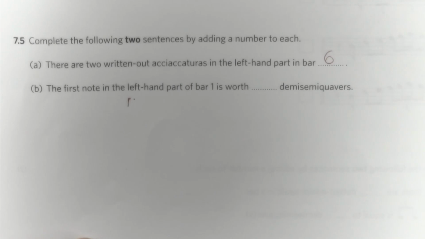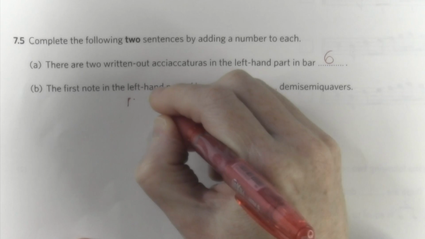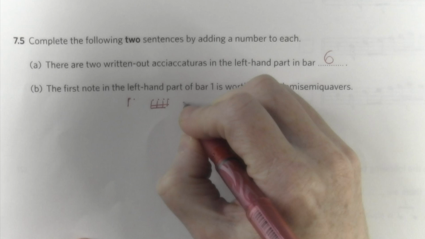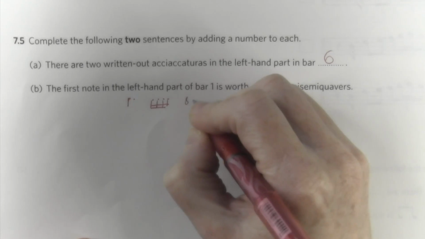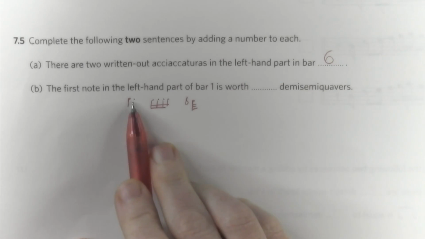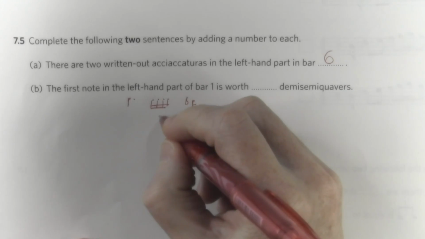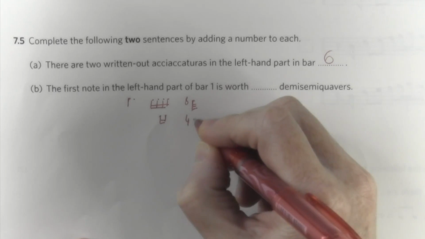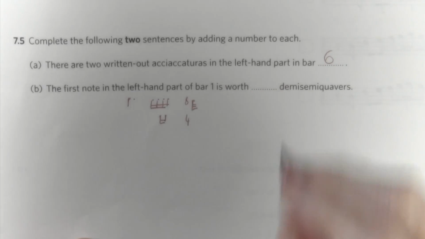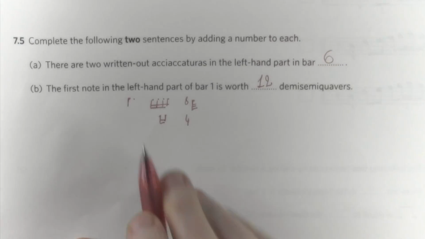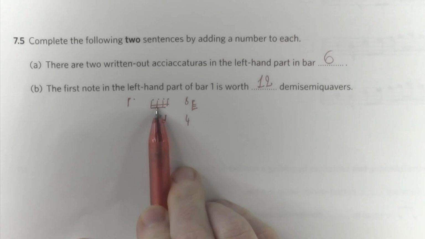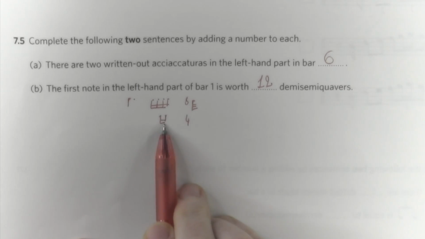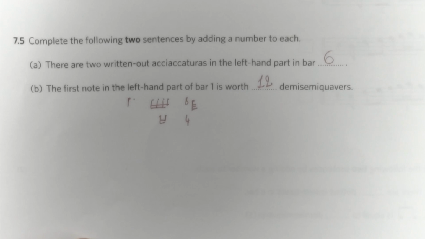The first note in the left-hand part of bar 1, which is a dotted crotchet, is worth, well, okay, a crotchet is 4 semiquavers, which equals 8 demisemiquavers, and the dot is a quaver. Sorry, the dot is two semiquavers, which equals 4 demisemiquavers. So it's 12. So again, the crotchet is 4 semiquavers equals 8 demisemiquavers. The dot is a quaver equals 2 semiquavers equals 4 demisemiquavers.